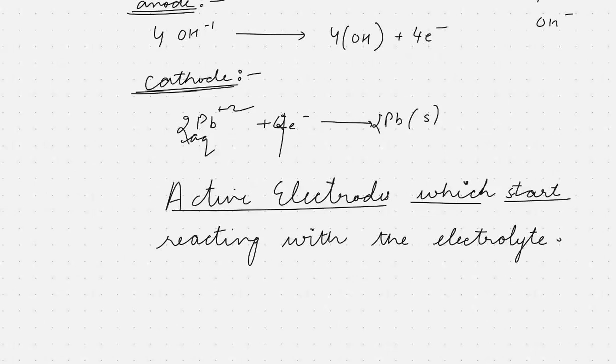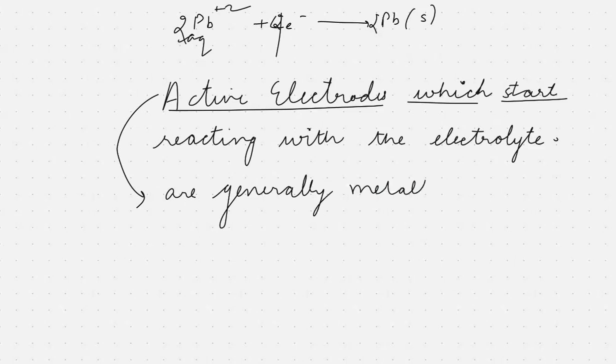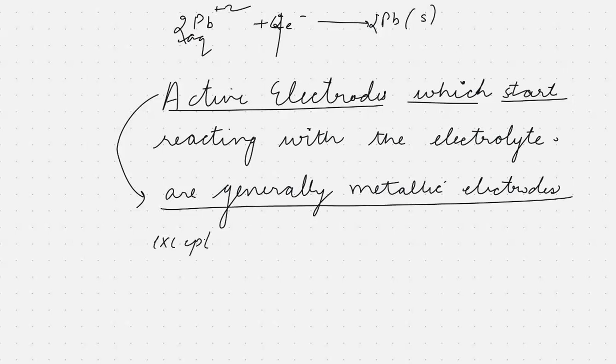So that means apart from graphite and platinum, all the electrodes, all the rods, and generally all active electrodes are generally metallic electrodes. Do you understand the point? All except platinum. You cannot include platinum as a part of the active electrodes. So except platinum, all of them are going to be metallic electrodes. So when we're talking about the active electrode, what does that mean? Active electrodes, which start reacting with the electrolyte, are generally metallic electrodes, except the platinum electrodes.